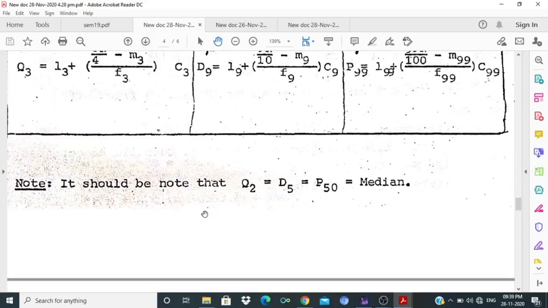It should be noted that Q2 is equal to D5, which is equal to P50, which is equal to the median. Similarly, Q1 is equal to P25, and Q3 is equal to P75.